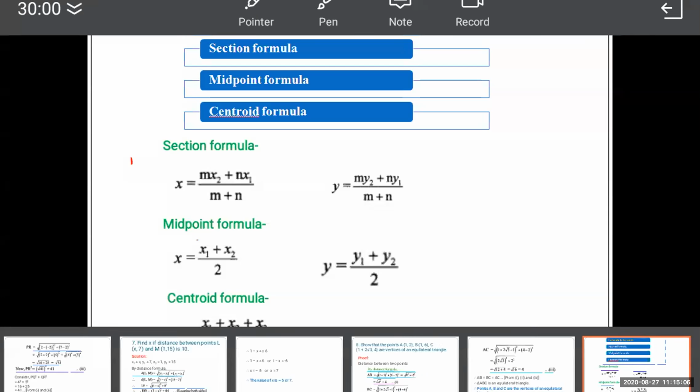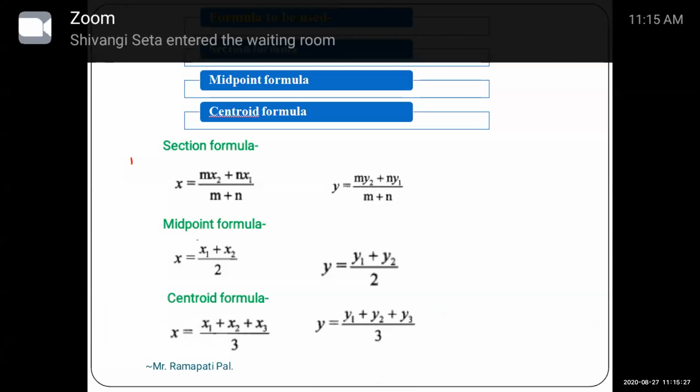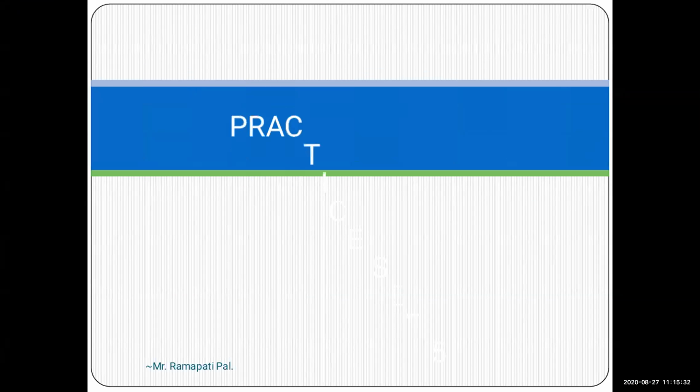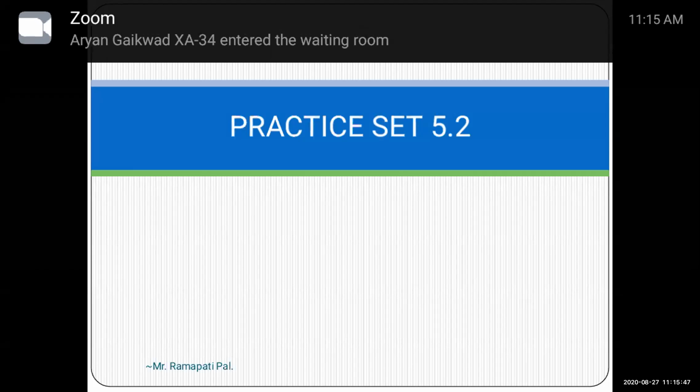Let's see exercise 5.2. So we know the section formula, internal section, midpoint formula, and centroid formula. In the centroid formula, x is equal to x1 plus x2 plus x3 upon 3, and y is equal to y1 plus y2 plus y3 upon 3. Let's do practice set 5.2. Are you ready? Okay, then come with me. We will solve 5.2. Let's see.